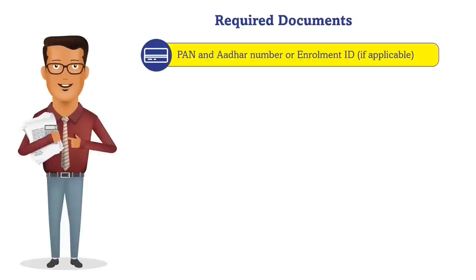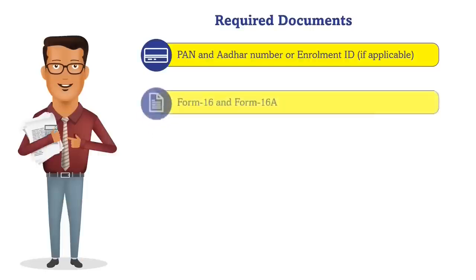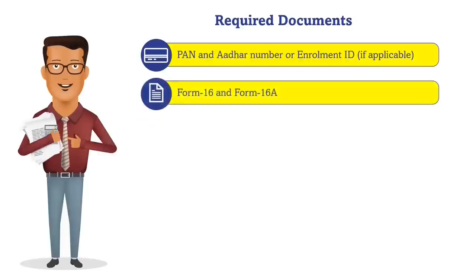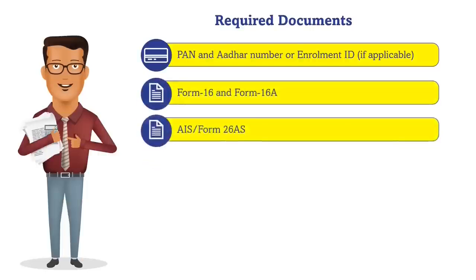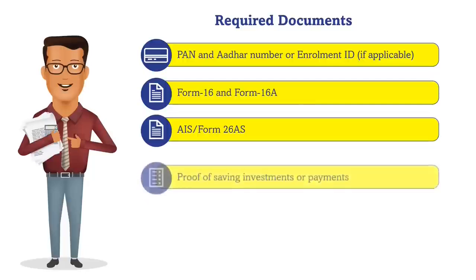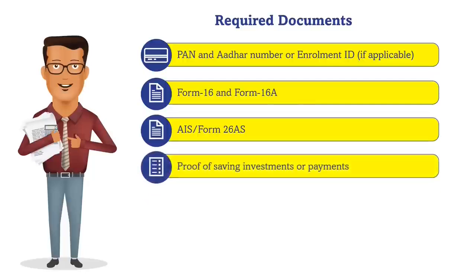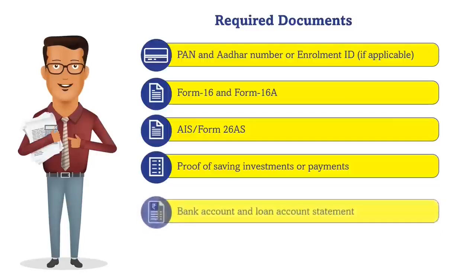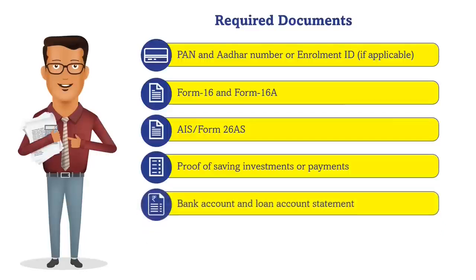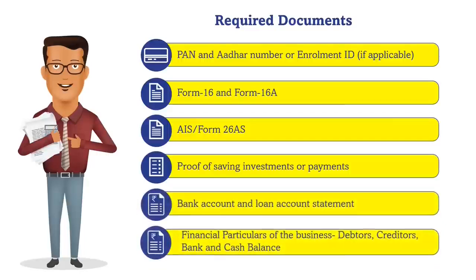You should have PAN and Aadhaar number. Collect the copies of your Form 16 and Form 16A. Download AIS and Form 26AS. Also gather the proof of saving investments or payments, a copy of bank account statement and the loan account statement, and also the financial particulars of your business, that is the closing debtors, creditors, bank and cash balance.